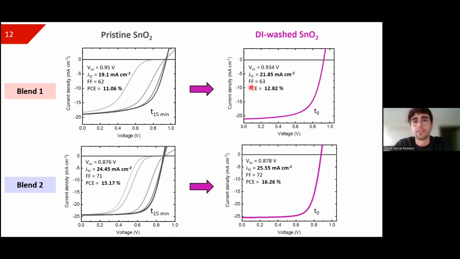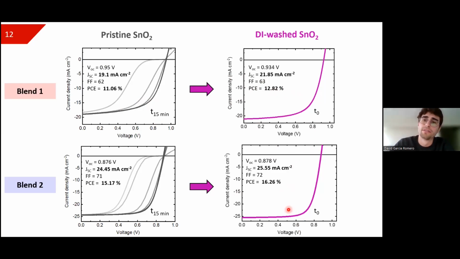And simultaneously, we observe an increase in the short circuit current. So we are going in both systems to around 1 milliamp or even more of short circuit current. And this is, of course, really interesting for the power conversion efficiency that goes up to almost 13 and 16.3 for blend 2.